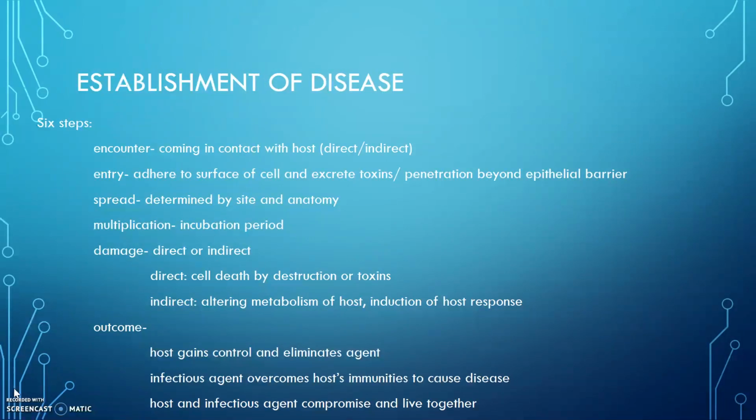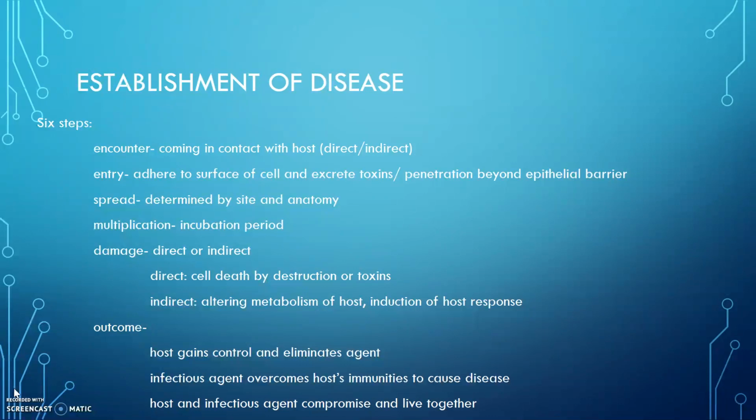There are 6 steps to the establishment of disease: the encounter, which means coming in contact with the host directly or indirectly; the entry, when they adhere to the surface of a cell and excrete toxins; penetration beyond the epithelial barrier; spread, which is determined by the site and anatomy; multiplication, which is the incubation period; damage, which is either direct or indirect. Direct is cell death by destruction or toxins; indirect is altering the metabolism of the host or induction of the host response; and then the outcome, which is when the host gains control and eliminates the agent.